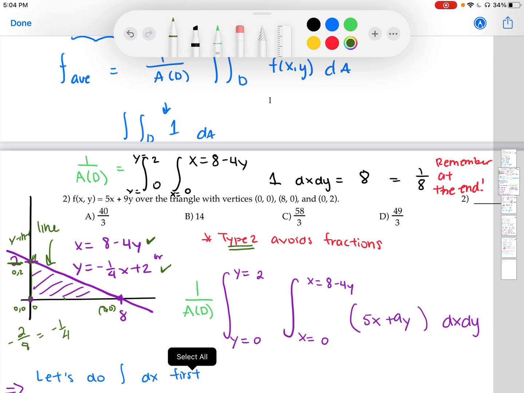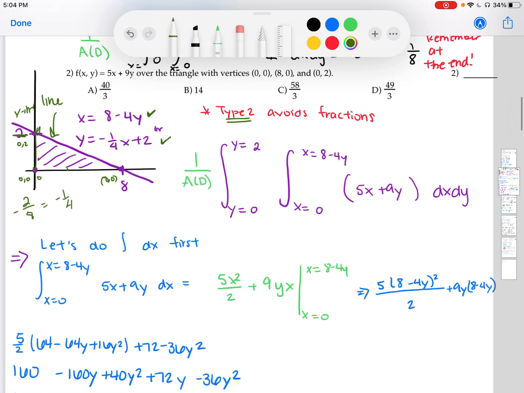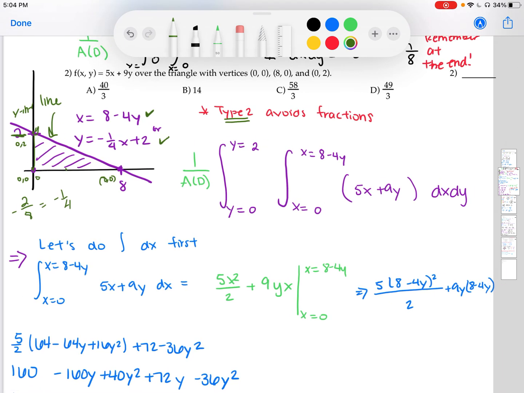Okay, so to integrate, we're doing type 2. Type 2 is another way of saying in terms of y, so we want to have y second and x first. And yes, that does matter. It depends if it's type 1 or type 2 integration. This is back from section 5.2.